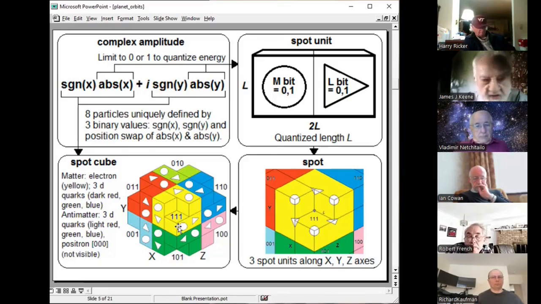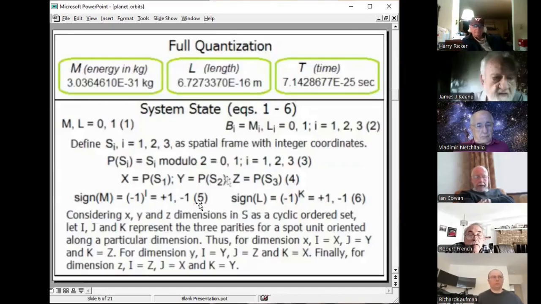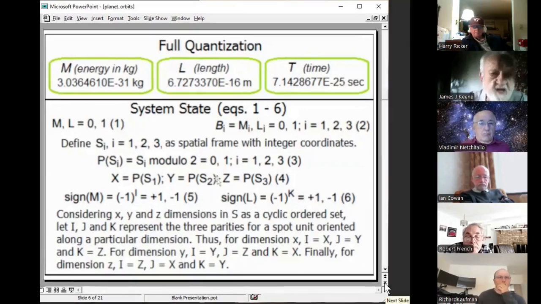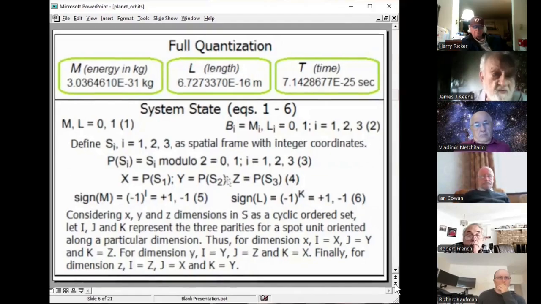The purpose of today's talk is not to really go into detail about this particular subject of how we created this image of the spot cube. Equation 5 will give you the sign of the M bits, and equation 6, the direction of the L bits, and all of this put together with different permutations give you the image of what we just talked about. The purpose of showing this slide is just to show you that there is the math behind this formulation of the system state. And that's required in order to write a simulation computer program. You have to have this math.